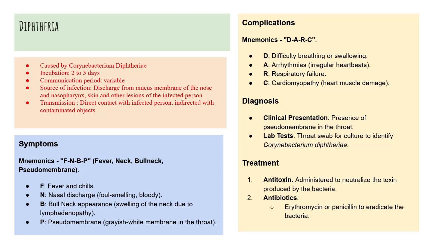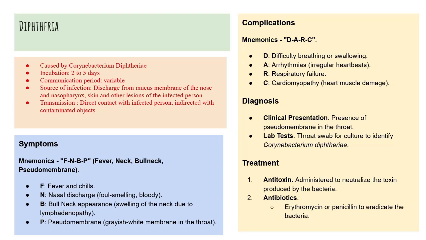Direct contact with an infected person and indirect contact with contaminated objects are the transmission routes. Symptoms, well, you can remember from FNBP. Fever, chills, you will see nasal discharge there, and then bull neck appearance, swelling of the neck due to lymphadenopathy, and pseudomembrane. They will develop a grayish white membrane in the throat. So FNBP: fever, chills, nasal discharge, bull neck, and pseudomembrane.